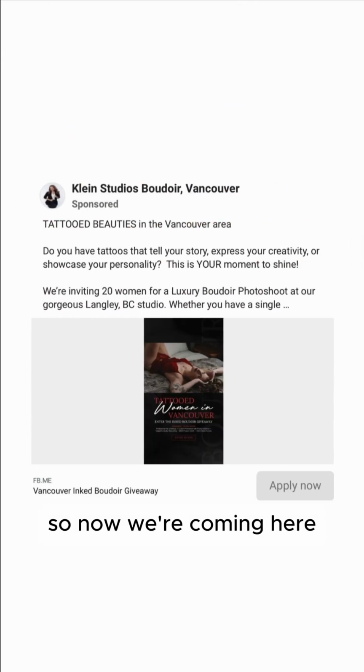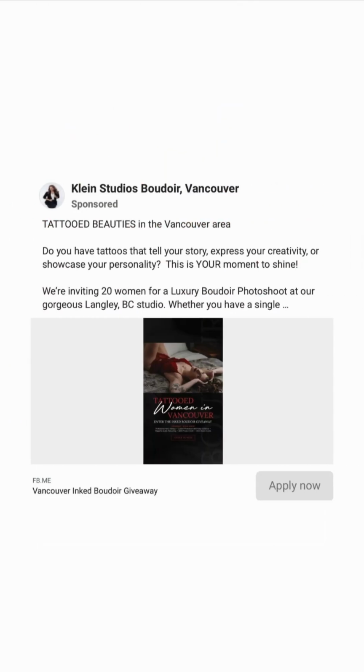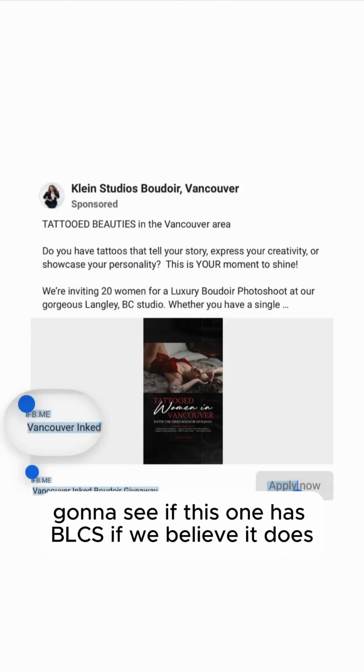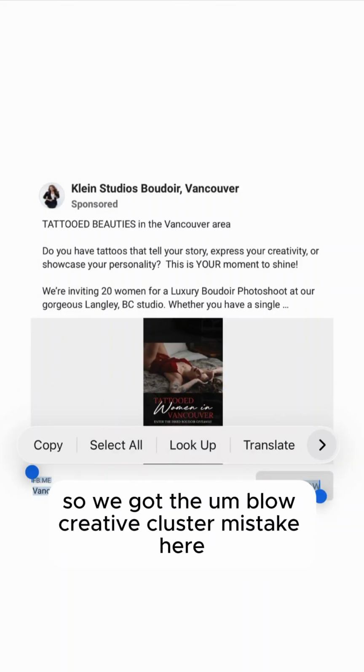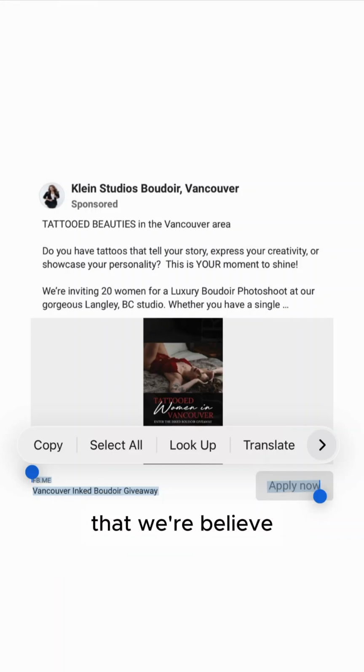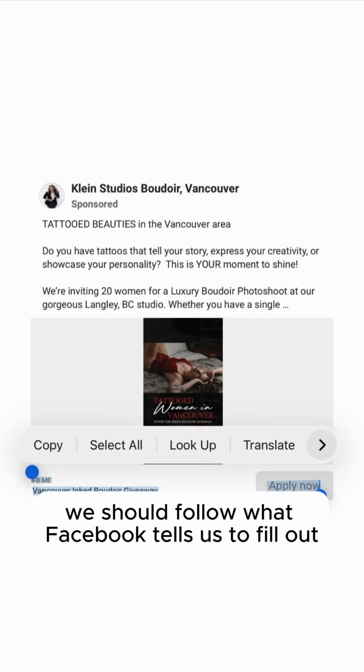So now we're coming here. Going to see if this one has BLCS, or if we believe it does. So we got the below creative cluster mistake here. The false belief that caused us to make this mistake is that we believe we should follow what Facebook tells us to fill out.